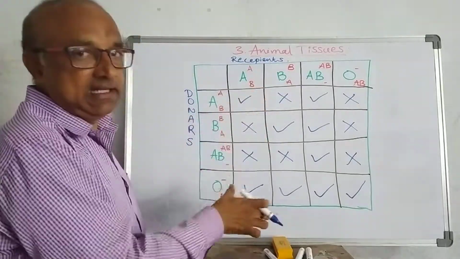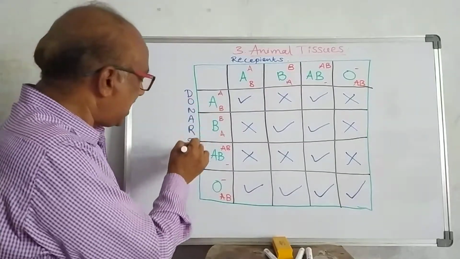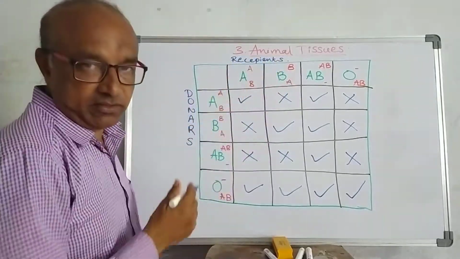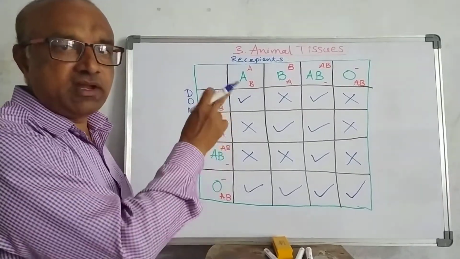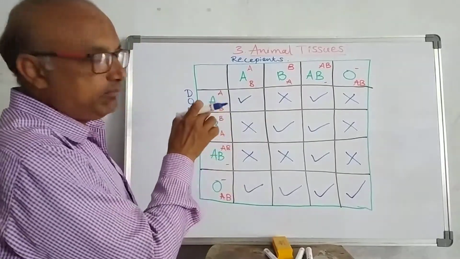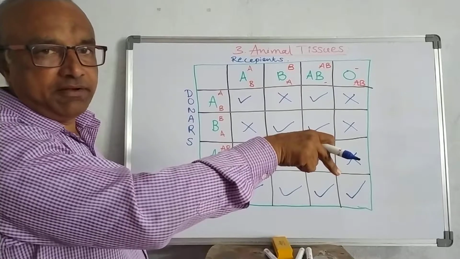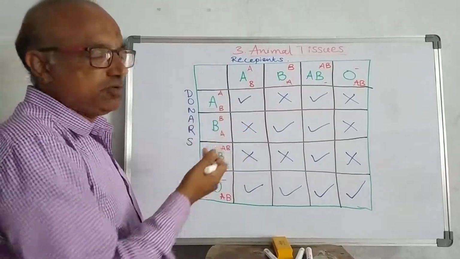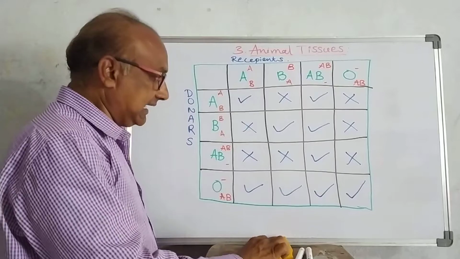I think it is very clear. Once again I am repeating that we should see the antigens in the donor's blood group and we should see the antibodies in the recipient's blood group. If both are the same, then there is a formation of clumps. If both are different, then there is no formation of clumps. If clumps are formed, then the blood is not suitable to donate to the patient. Have you followed? If there is no formation of clumps, then it is suitable for donating to the patient. I hope you understood very clearly.